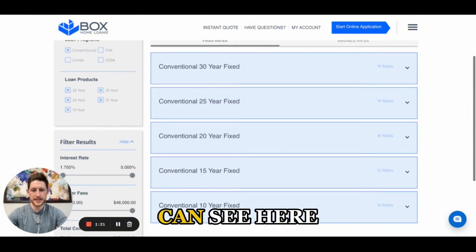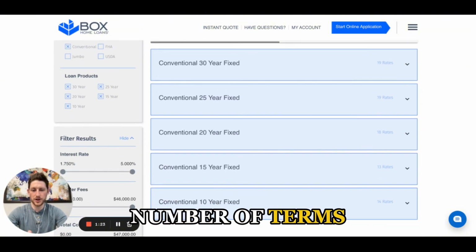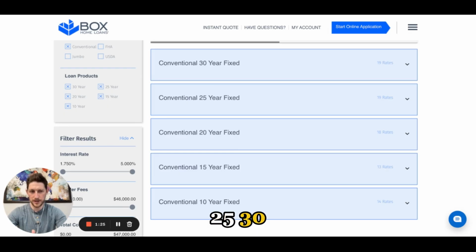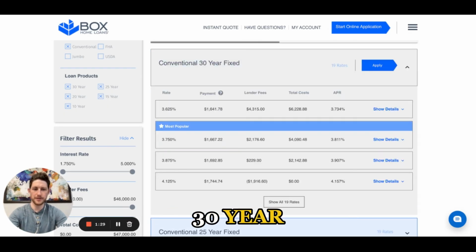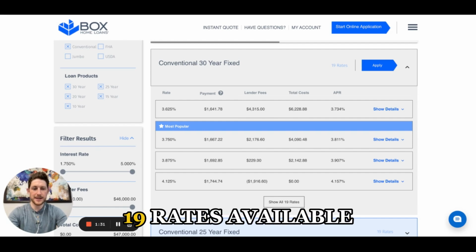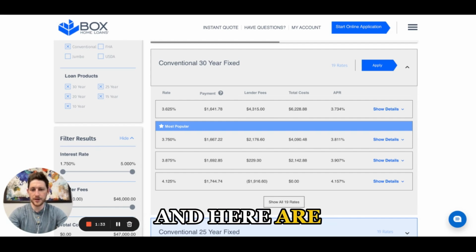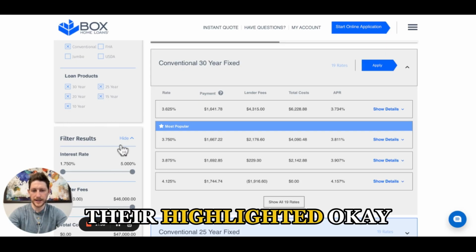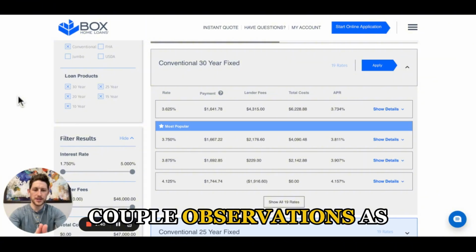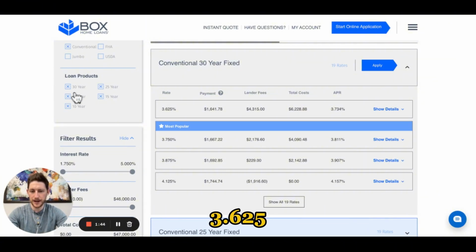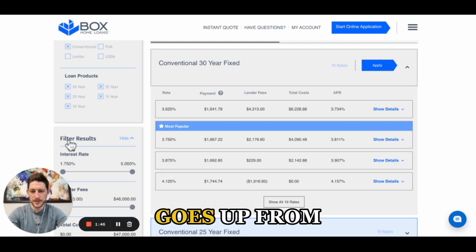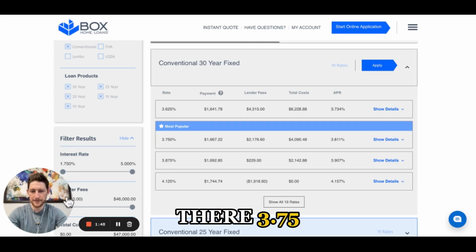As you can see here, they have a number of terms: 10, 15, 20, 25, 30. So a wide variety. Let's just go ahead and look at a conventional 30-year fixed. They have 19 rates available. And here are the top 4, with their most popular one highlighted. Just a couple observations as we look through this. Number one, the interest rate here is 3.625, and then it goes up from there: 3.75, 3.875, 4.125.